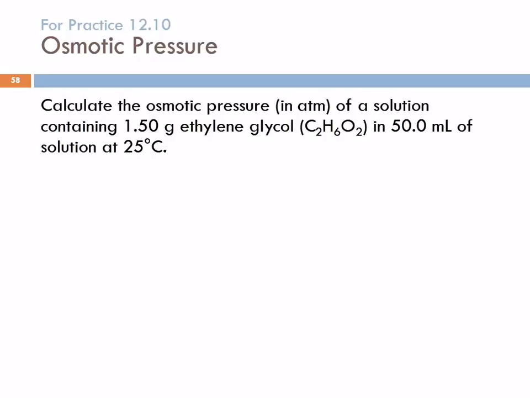So calculate the osmotic pressure in atmospheres of a solution containing 1.5 grams of ethylene glycol in 50 milliliters of solution at 25 degrees Celsius. Well, osmotic pressure. So osmotic pressure, pi, is the molarity times the ideal gas constant times the temperature.